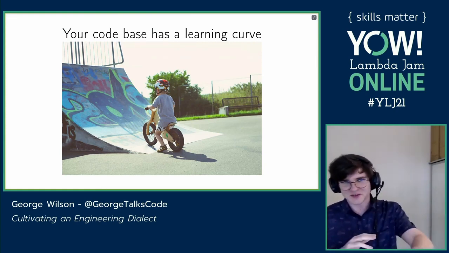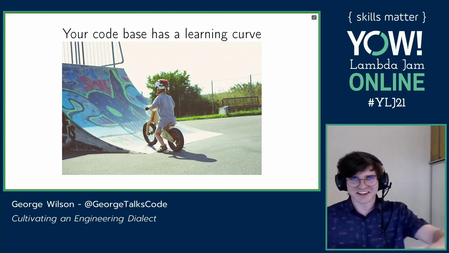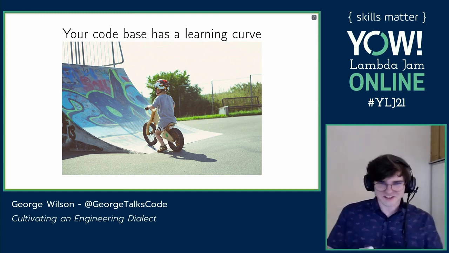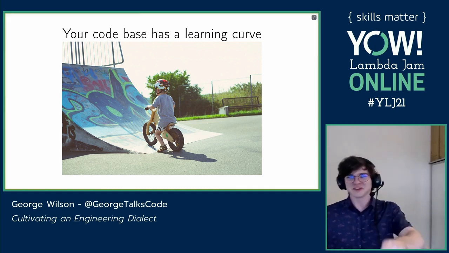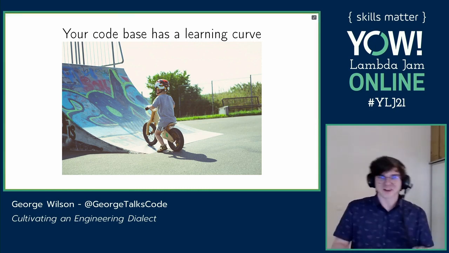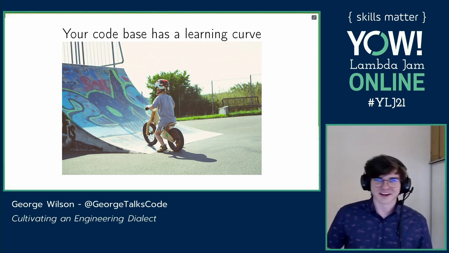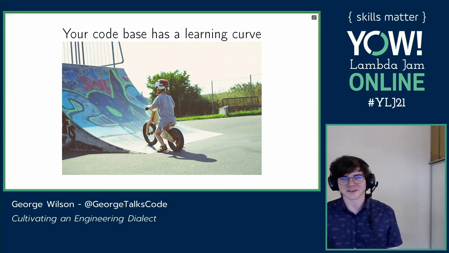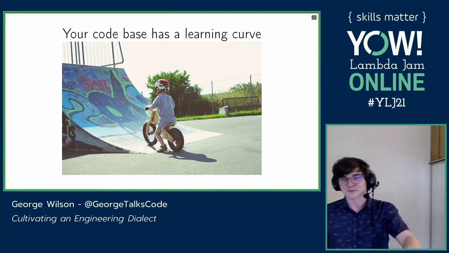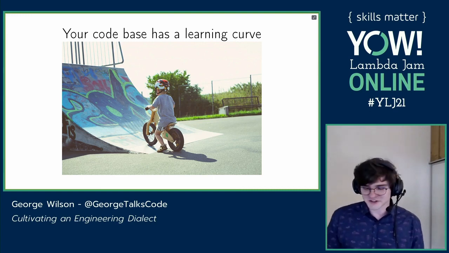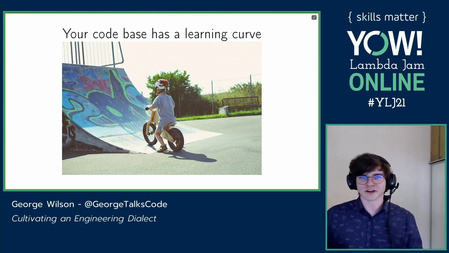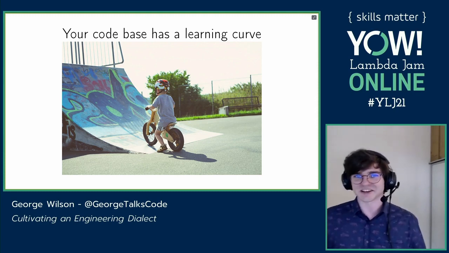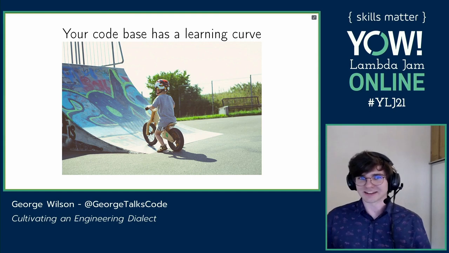I love this image for demonstrating that, like this kid with the skateboard ramp and he's on his little bike. This kid has no hope. His bike doesn't even have pedals, right? So he's going to be running like Fred Flintstone to try to get up. And he's never going to get up that skateboard ramp, you know? And that's your code base, right? Because if you're not intentionally building a learning curve, you are unintentionally building a learning cliff.